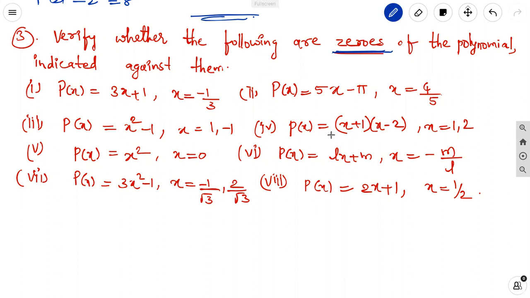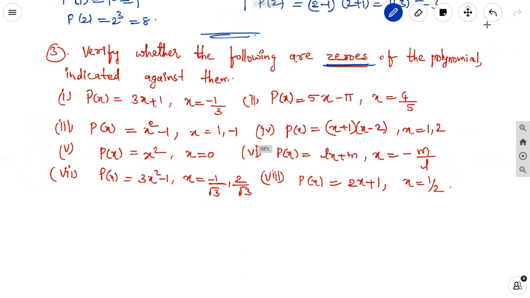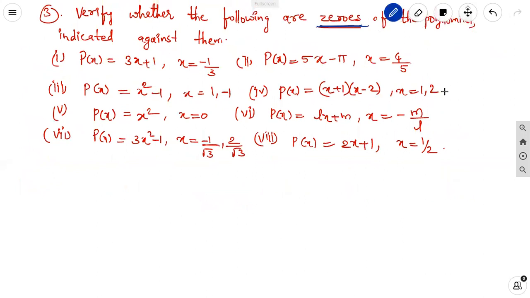Fourth one, P of x equal to x plus 1 into x minus 2, x equal to 1 comma 2. Fifth one, P of x equal to x square when x equal to 0. Sixth one, P of x equal to lx plus m when x equal to minus m by l. Seventh one, P of x equal to 3x square minus 1, x equal to minus 1 by root 3 comma 2 by root 3. Eighth one, P of x equal to 2x plus 1 when x equal to 1 by 2. Here, what is the condition of the zero of a polynomial?